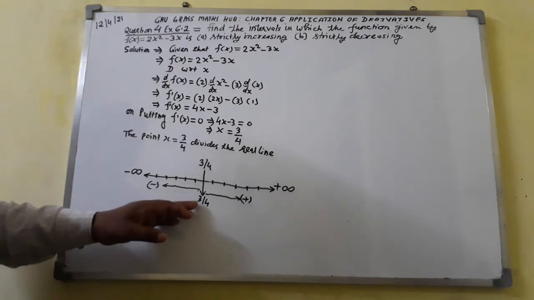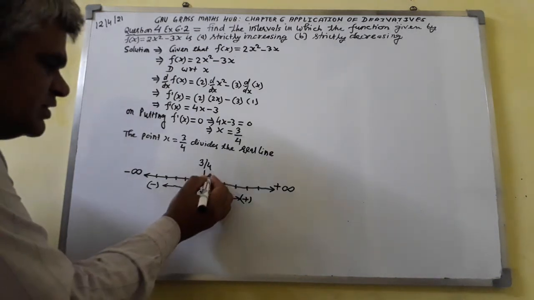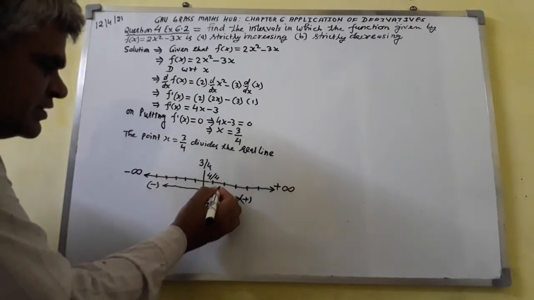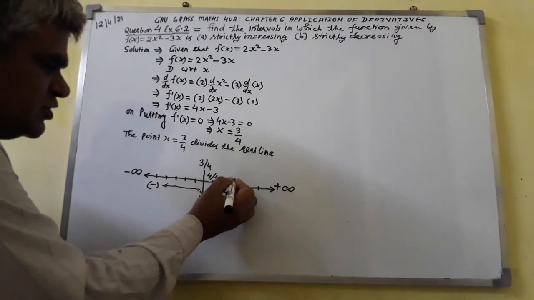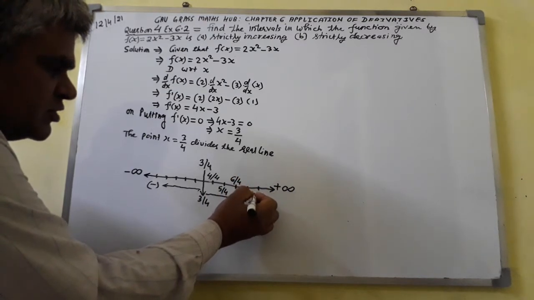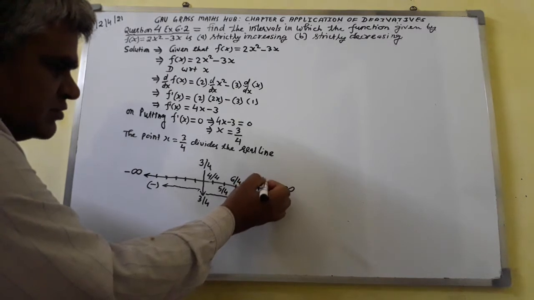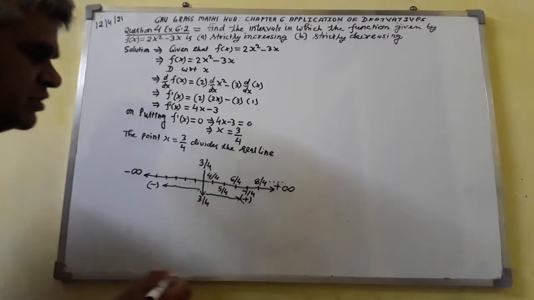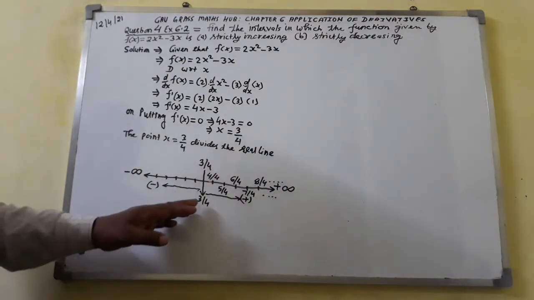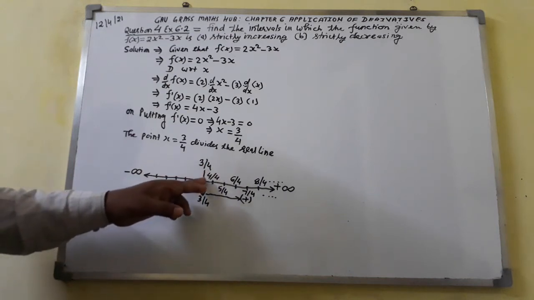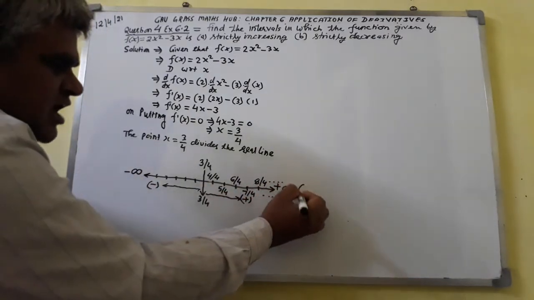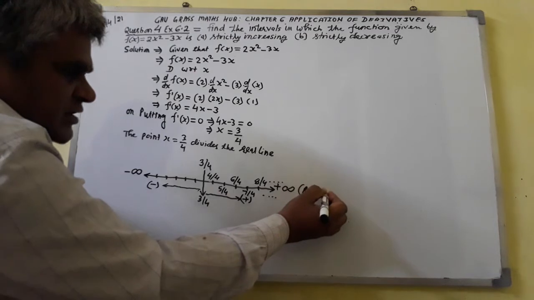Here just 3 over 4 is there. So this point will be 4 over 4, this point will be 5 over 4, this point will be 6 over 4, this point will be 7 over 4, this point will be 8 over 4, and dots go up to infinity. And here again, at this point 3 over 4 is there. On the real line, the whole diagram belongs to the real line.